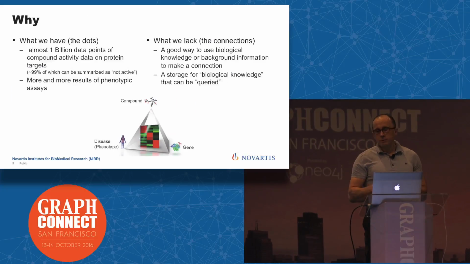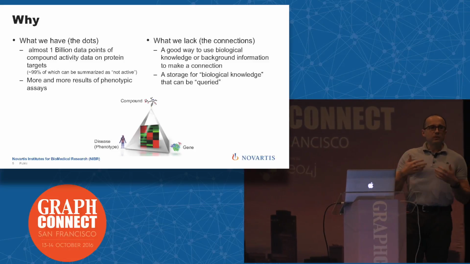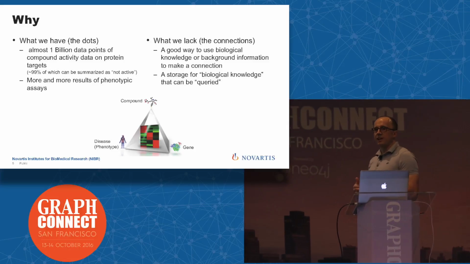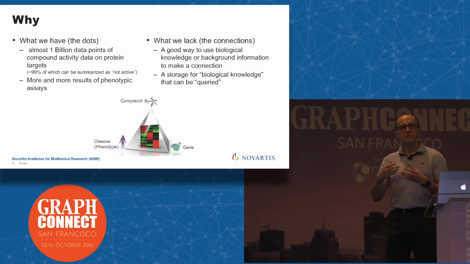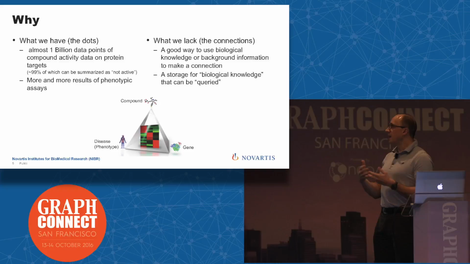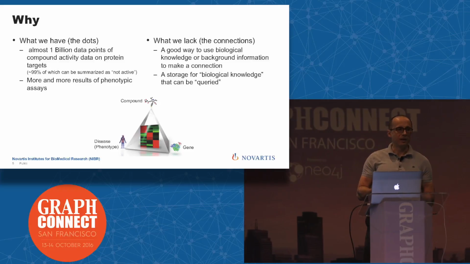So here is the basic problem statement. We have these decades worth of this reductionist data. We have these large compound libraries, they're annotated, we know what they did in the past, but now things are changing and we're getting more and more of these imaging data and these phenotypic assays.